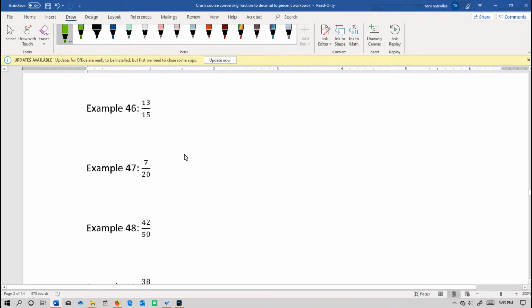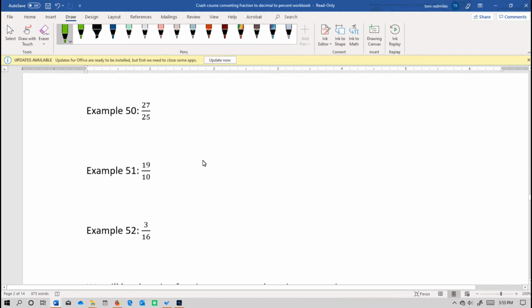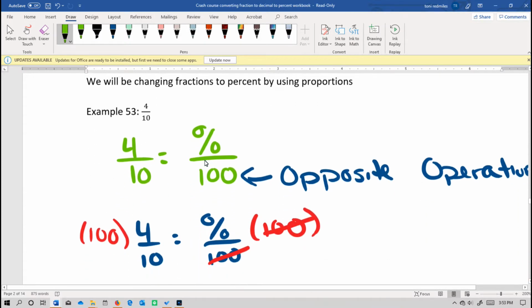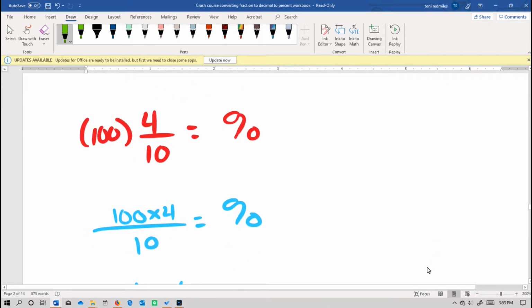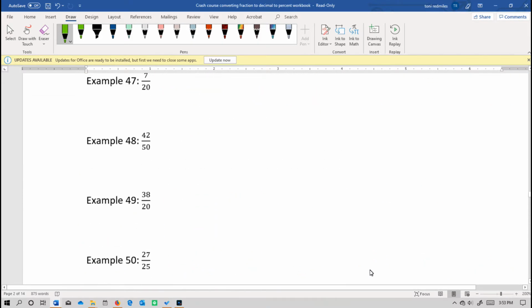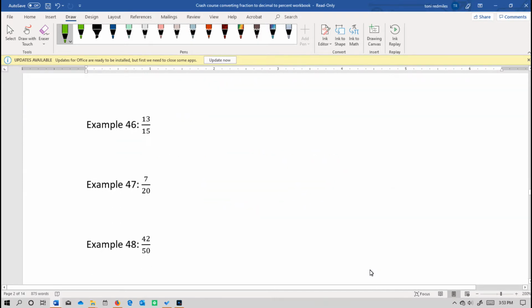All right, and I could keep doing that. I could keep doing that way, and they would work on any given one of these. But, and that is called the proportion method. But there is another method, okay? And that is just dividing them. Decimals work, dividing works off the decimal system, all right?